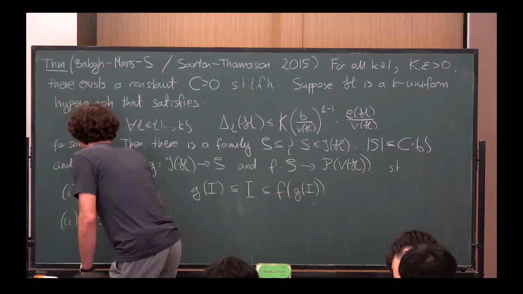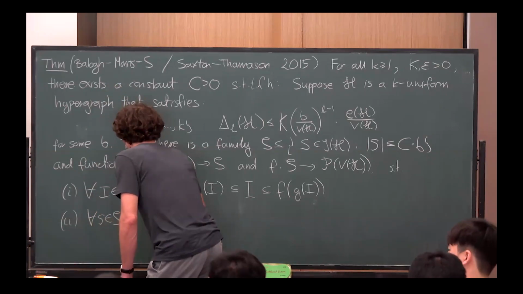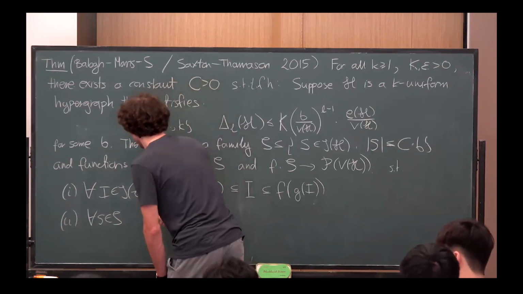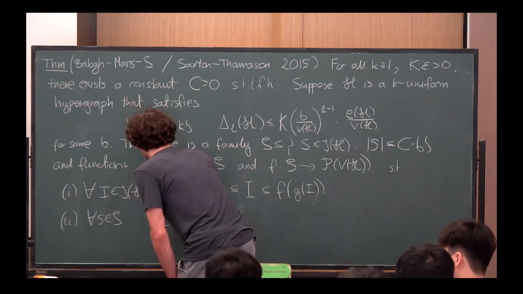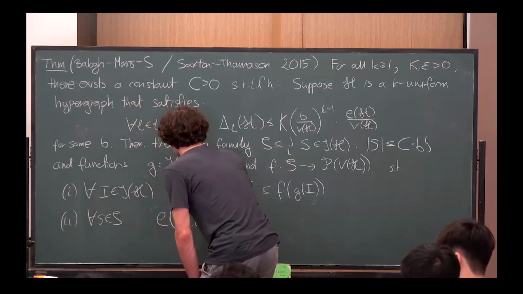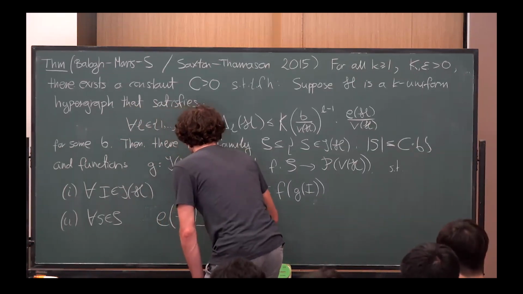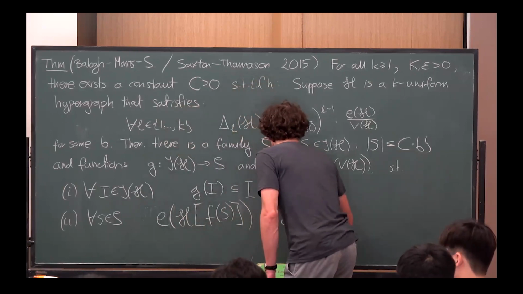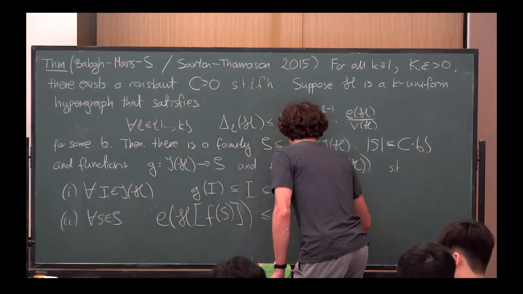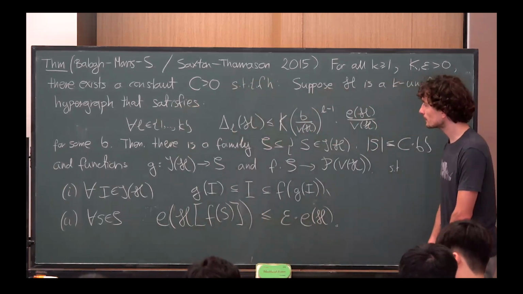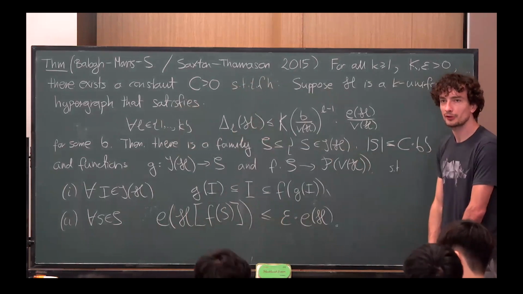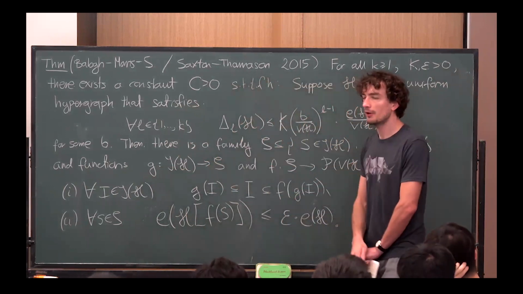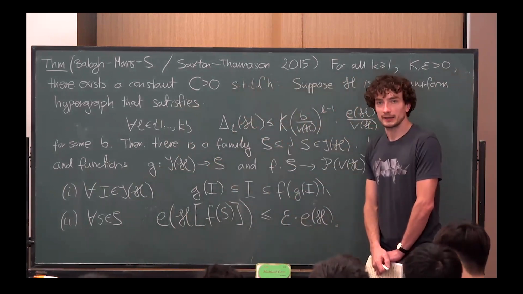And the second condition: for every S, F of S induces very few edges, it's almost an independent set. So the number of edges in the hypergraph that are induced by this set F of S is at most an epsilon proportion of everything. I use the same notation as for triangle-free graphs, so the meanings of the functions G and F and this family F are exactly analogous.